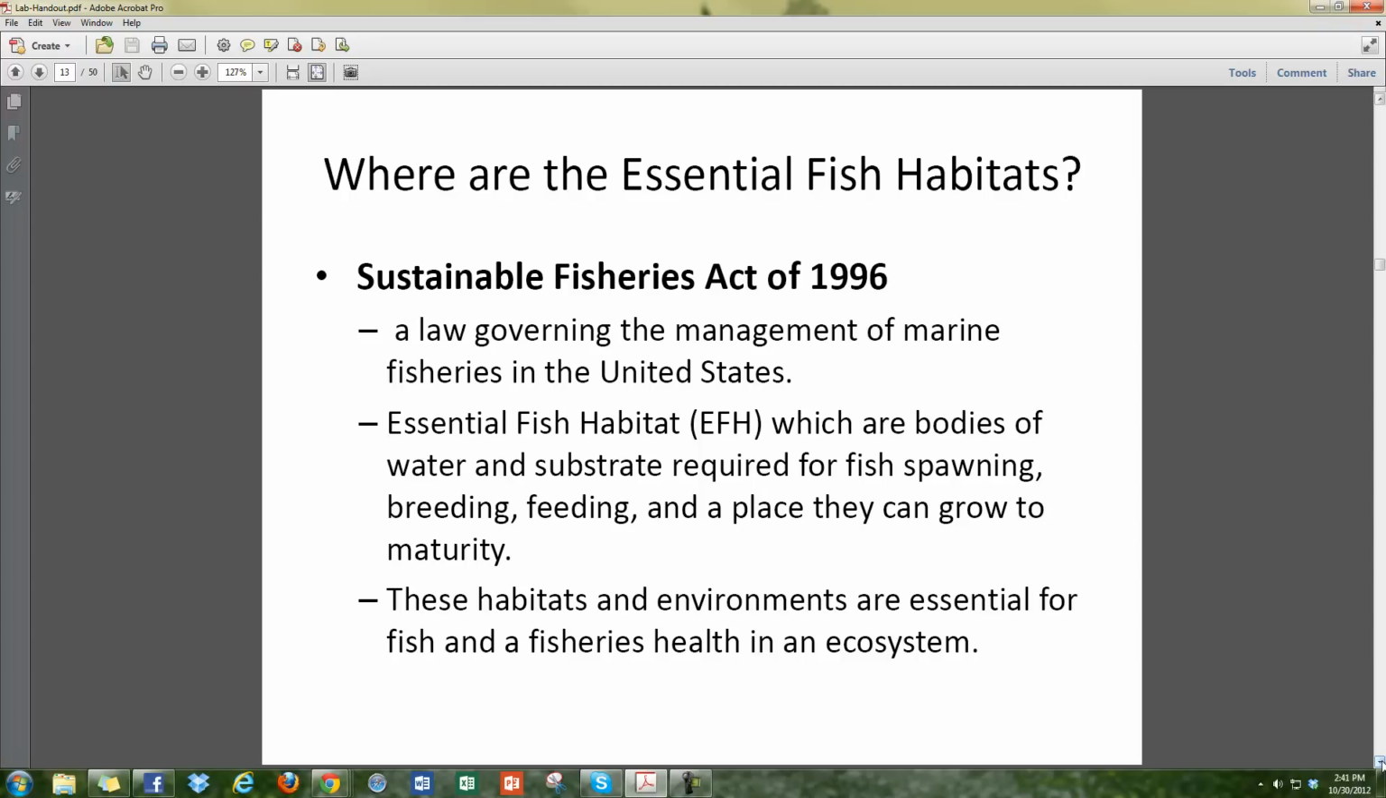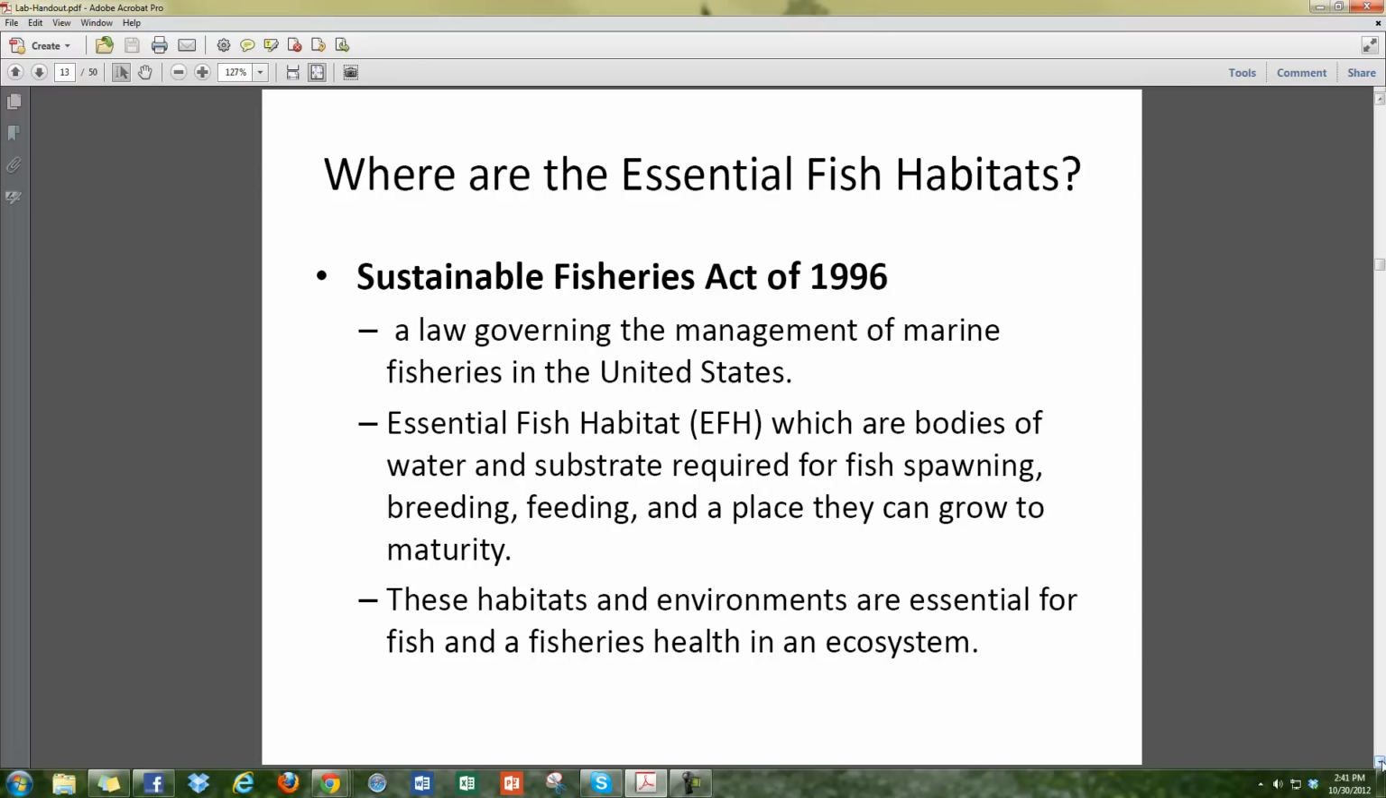The Sustainable Fisheries Act of 1996 is a law that governs and manages the marine fisheries in the United States. And there are these things called essential fish habitats, which are bodies of water and substrate, what's going on underneath the water, that's required for fish spawning and breeding and feeding. The idea is that to have a healthy fish habitat that we can harvest for fish in the supermarket, we need to protect particular crucial habitats in order for the fish to respawn, and this is our sustainable solution so we can keep on having fish to fish.